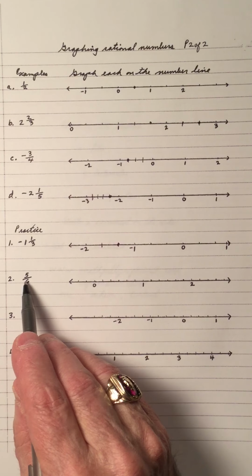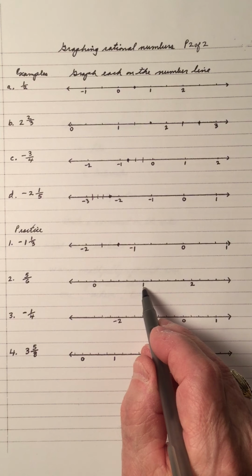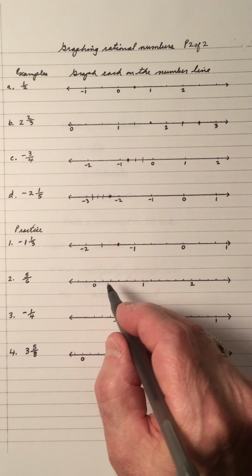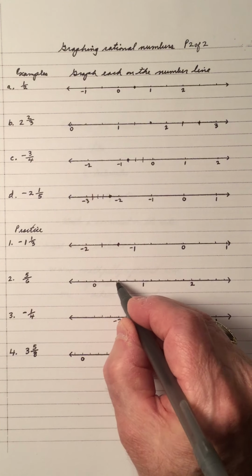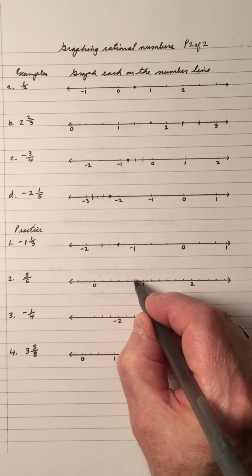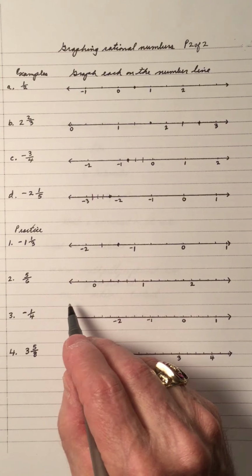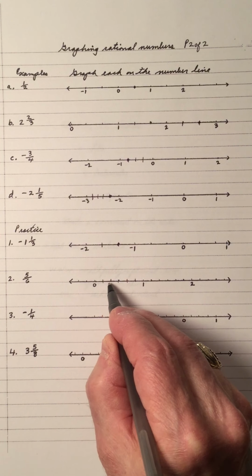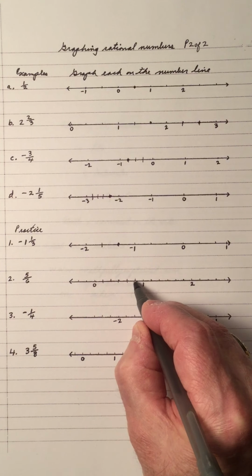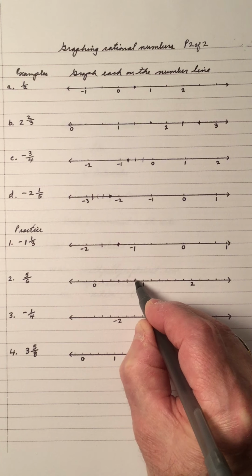5/6. 5/6 is between 0 and 1. So it's divided into 6 pieces. 1, 2, 3, 4, 5 cuts, 6 pieces. So 5/6 is 1/6, 2/6, 3/6, 4/6. There's 5/6.